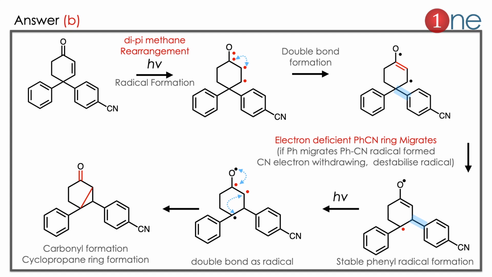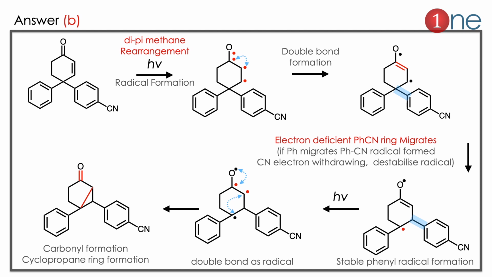Here the cyanophenyl will move. Why does the cyanophenyl move? If the phenyl group moves, the radical forms on the cyanophenyl. Cyano is an electron withdrawing group, and it destabilizes the radical. So only the cyanophenyl will move. Phenyl will stay there. Again the double bond becomes a diradical. So the diradicals combine and a cyclopropyl ring is formed. The remaining two radicals form the ketone.